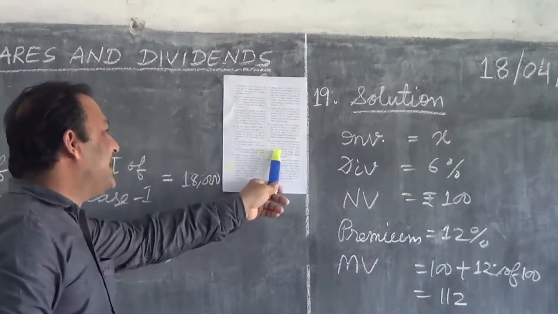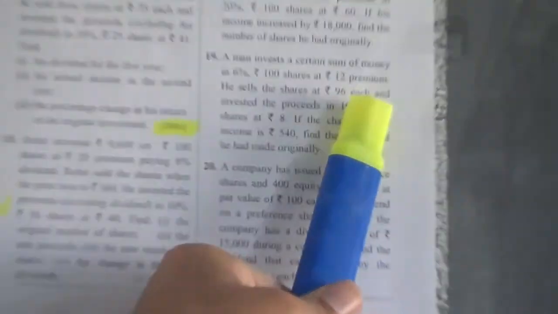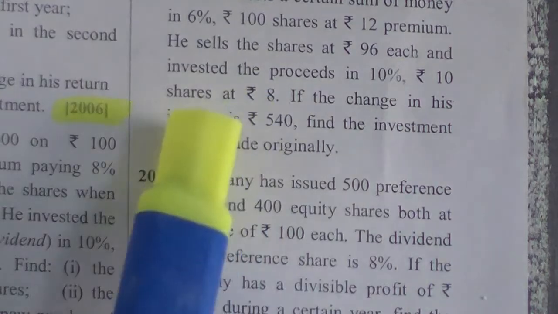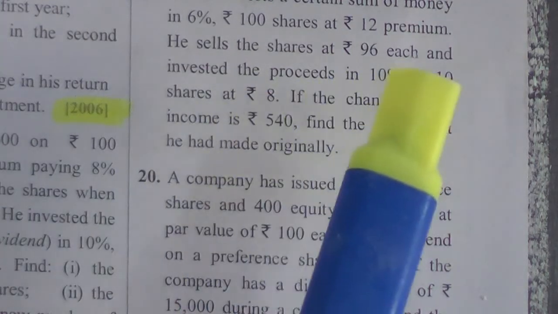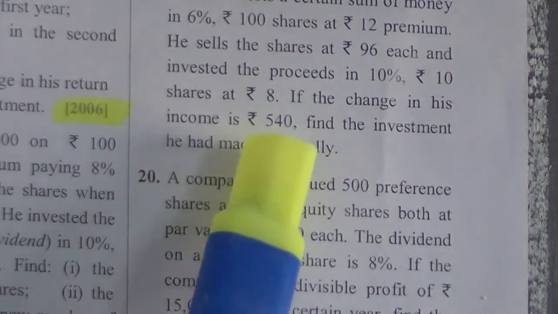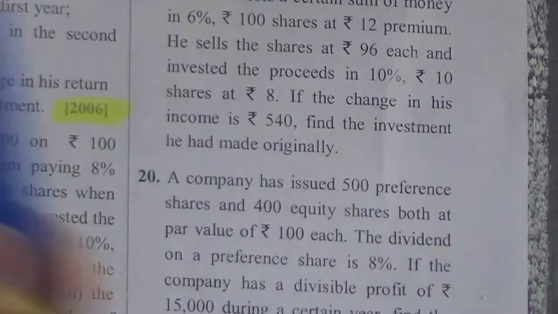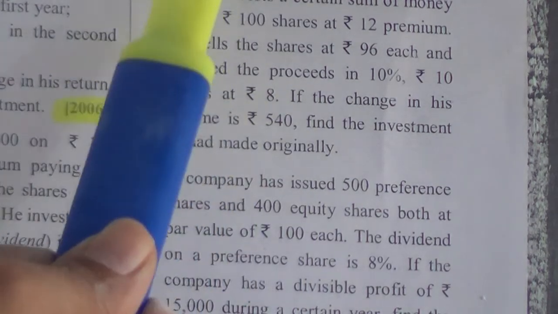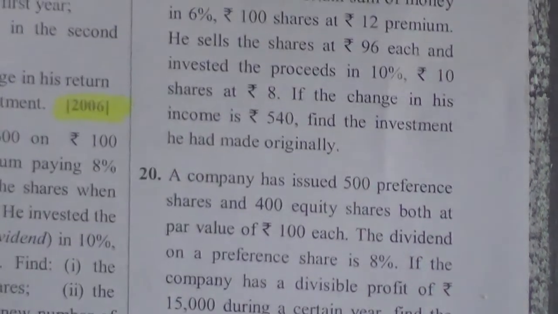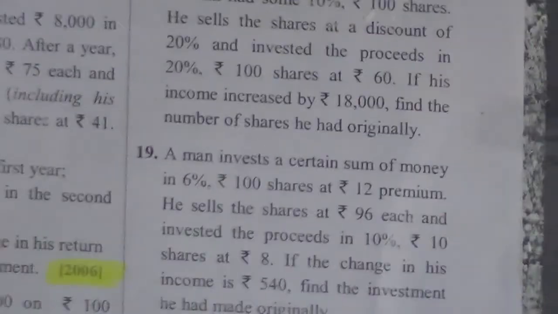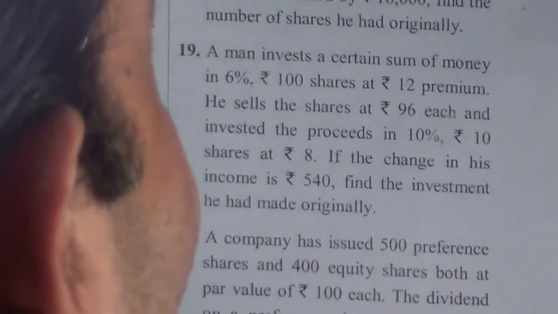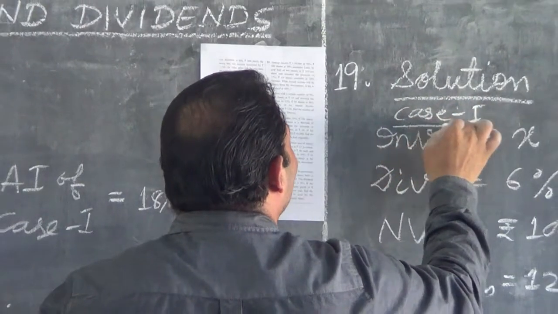And he sells the shares at 96 each and invested the proceeds in 10% rupees 10 shares at rupees 8, and change in the income is 540. Remember children, change in the income. Again, this is a question of change in income. So I have to find the annual income in this case also. So I will put here case 1.